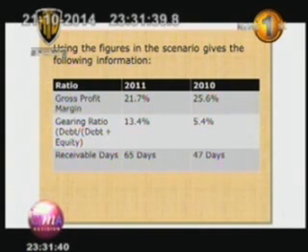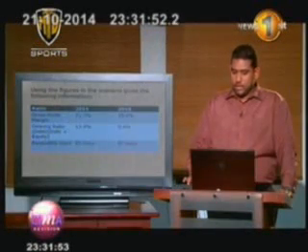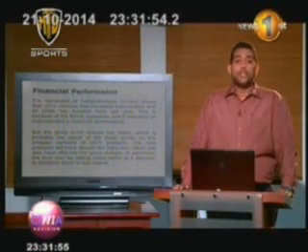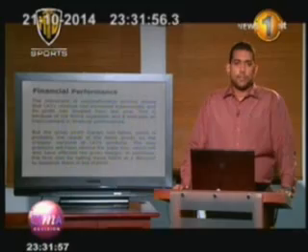Gearing ratio has also increased, 5.4 to 13.4. They have said that they have expanded, so that means there has been some form of financing coming in. Receivable days have also gone up, 47 to 65 days. Let's see how we can document it in our report.